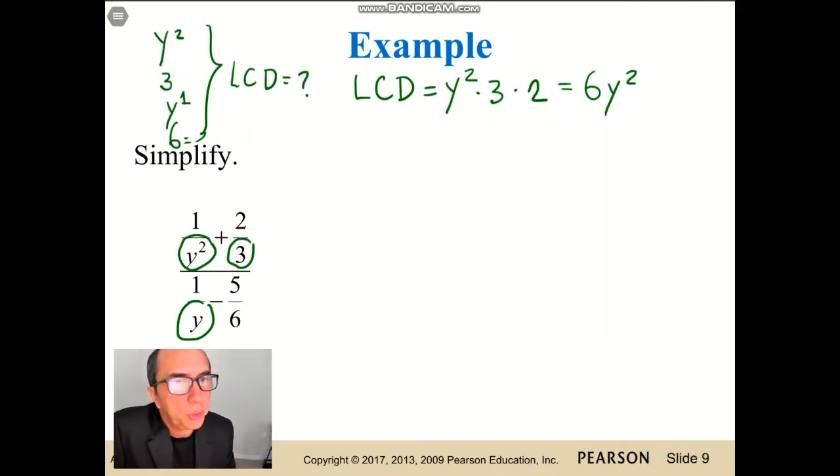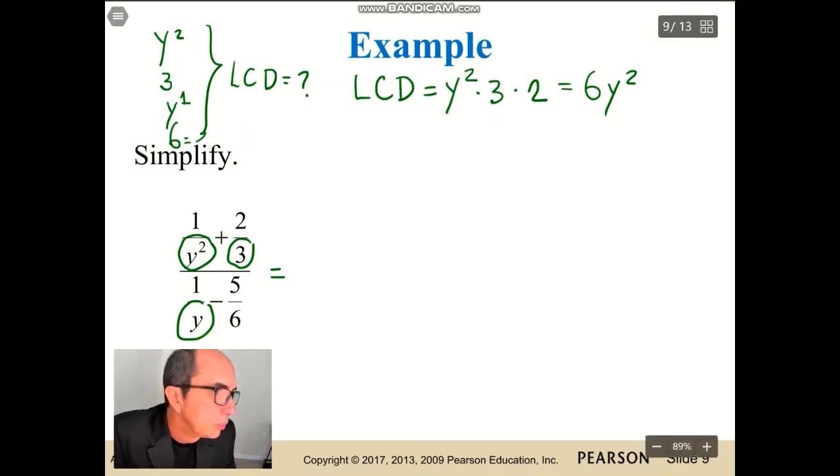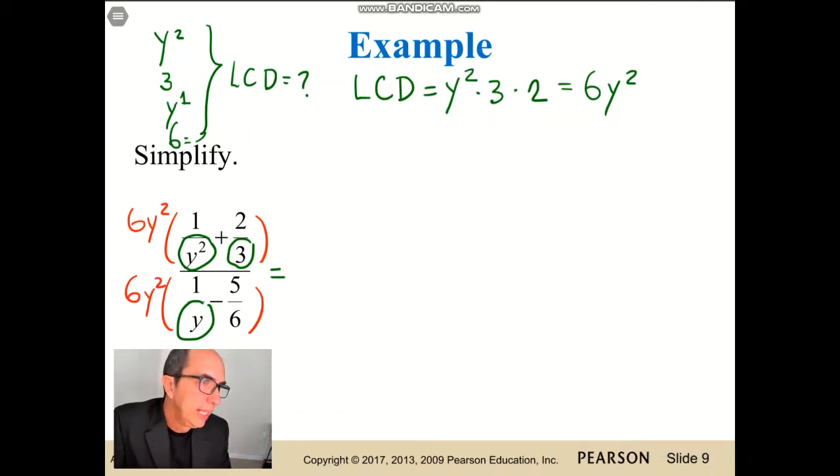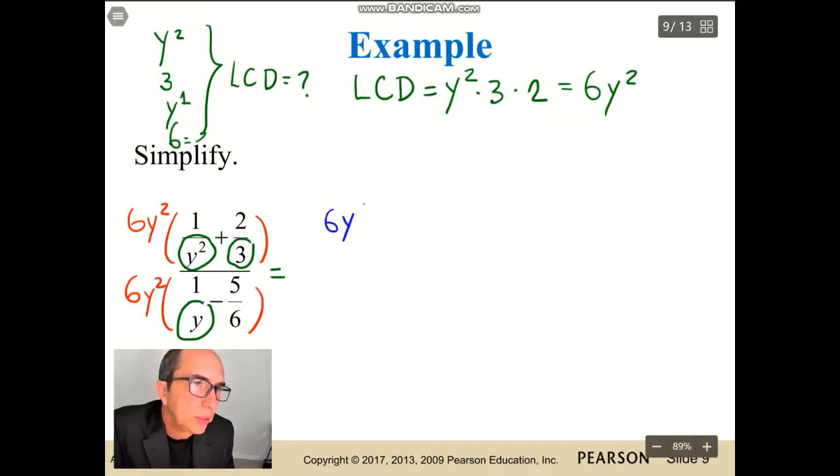We're gonna multiply the top of this complex rational expression and the bottom of this complex rational expression, the numerator and denominator. So multiplying, let's write like this. Multiply this by 6y squared and the bottom by 6y squared. Let's check the results. 6y squared. Let's write everything so you can visualize, you can understand. And then after we rewrite, we simplify.